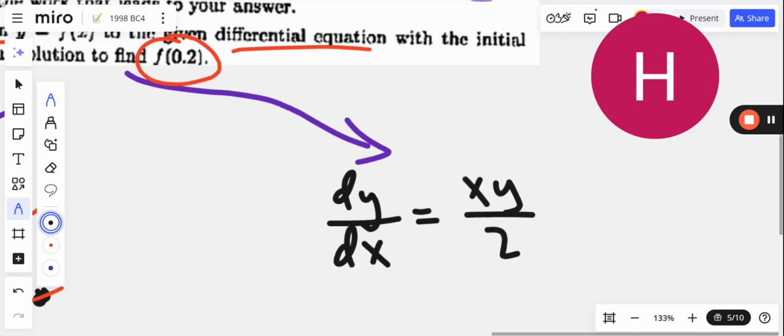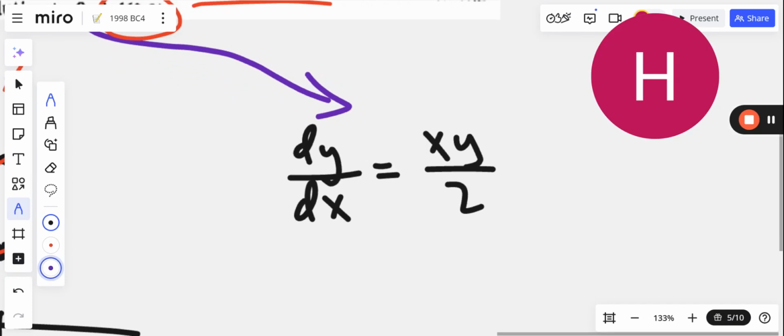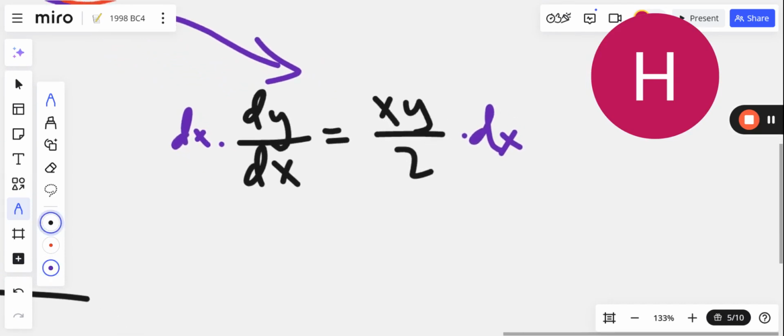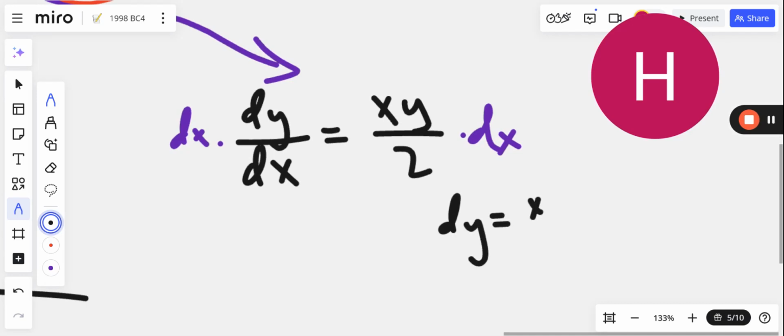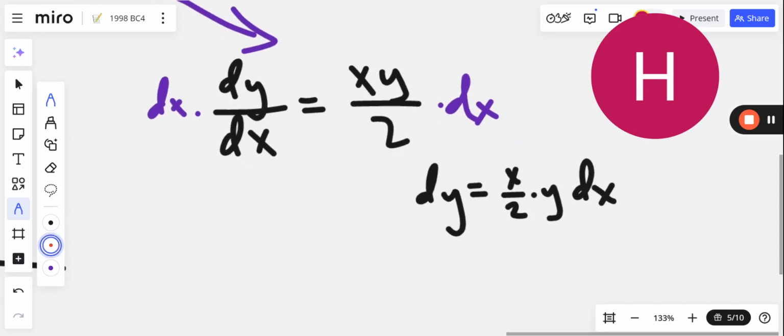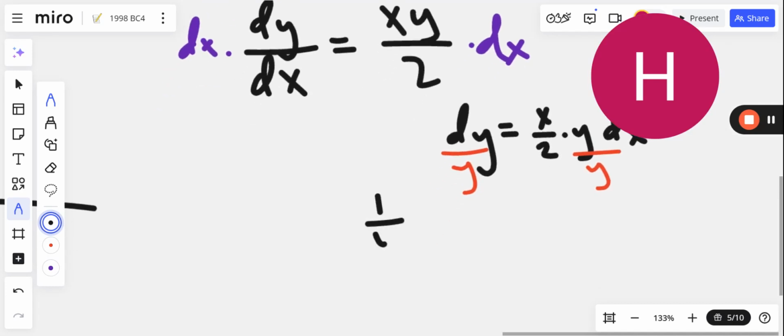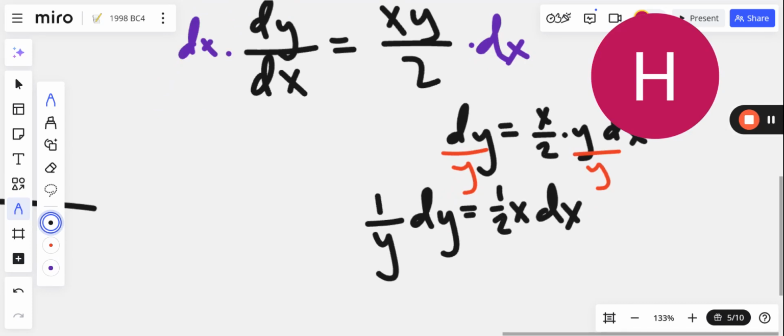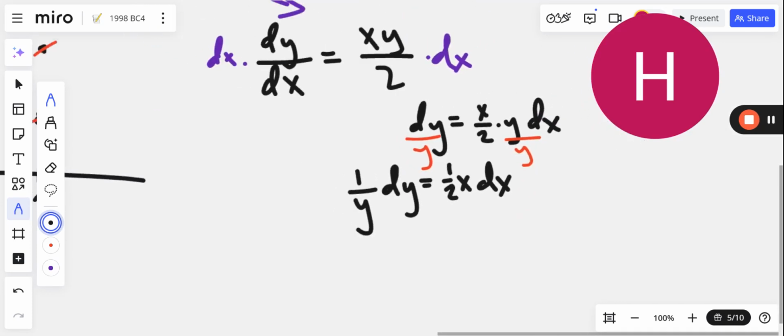We've got to get all the x stuff on one side and all the y stuff on the other side. So we're going to multiply by dx. So now we have dy equals x over 2 times y dx. So now let's divide both sides by y. And we'll have 1 over y dy equals, I guess, 1 over 2 x dx. Now we're ready to integrate. Ready? Go ahead and integrate.